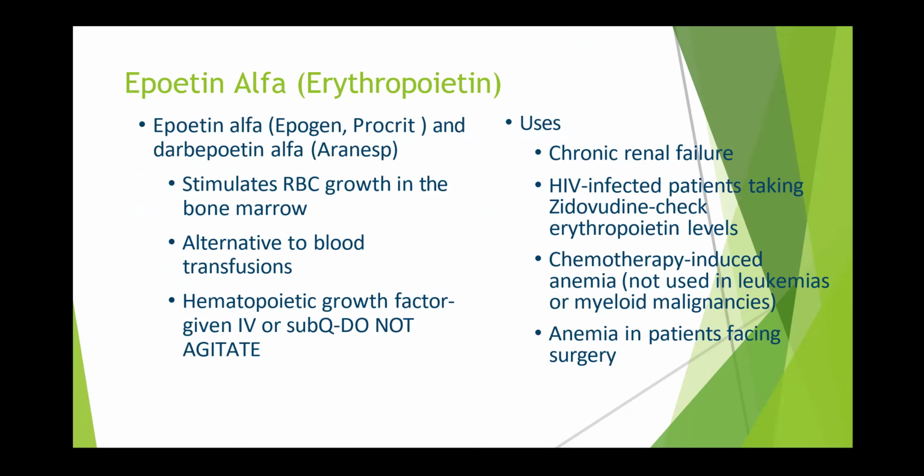First one is epoetin alpha. Trade names: Epogen, Procrit, Aranesp. This drug stimulates red blood cell growth in the bone marrow, and it's a great alternative to blood transfusions. It's given IV or sub-Q, and you do not agitate. In other words, never shake it. Why do we use it? Chronic renal failure. HIV infected patients taking zidovudine, you always are going to check their erythropoietin levels. Chemotherapy-induced anemia, not leukemia or myeloid malignancies, but any chemotherapy-induced anemia, and anemia in patients that are going to be having surgery, because we don't want them to go into surgery anemic.